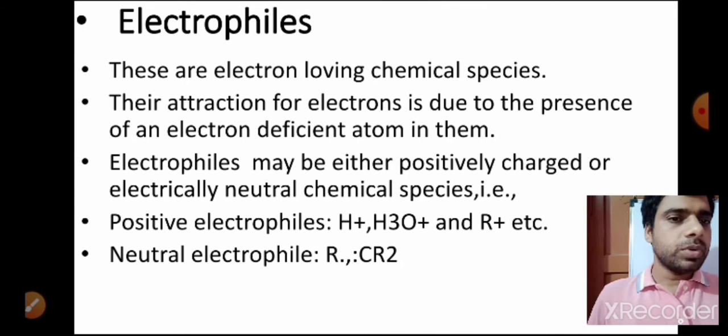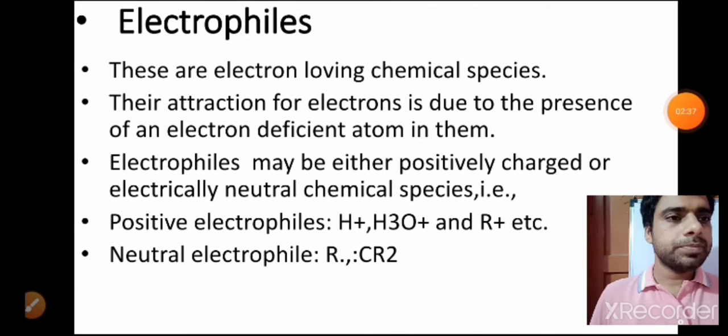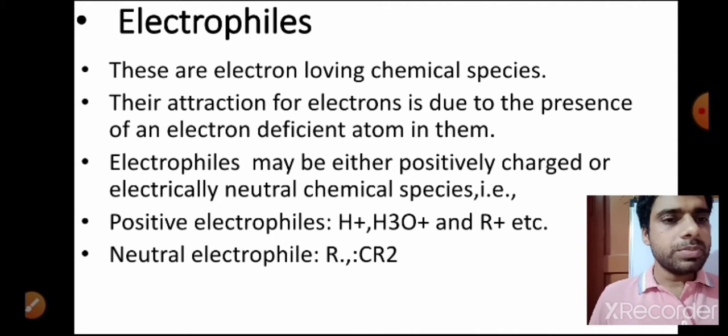Their attraction for electrons is due to the presence of an electron deficient atom in them. Because they do not have electrons available, they are called electron deficient. Deficient means one which does not have the availability of electrons. There are two types of electrophiles: positive electrophiles and neutral electrophiles.